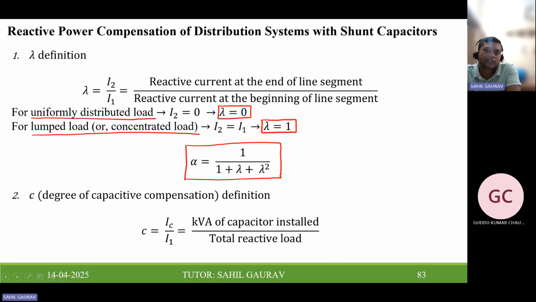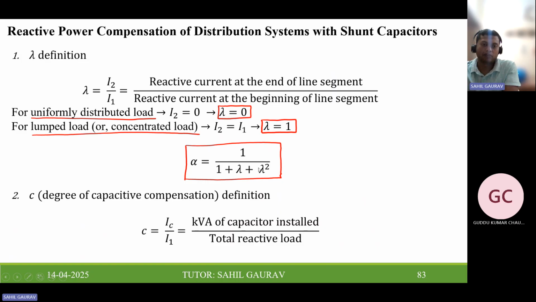Now reactive power compensation of distribution system with shunt capacitors. First we will define lambda. Lambda is defined as the reactive current at the end of line segment to the reactive current at the beginning of line segment. For uniformly distributed load, this I2 becomes 0, so lambda becomes 0. And for lumped load, I2 will be I1 because the reactive current at the end of segment or beginning of segment will be same as the load is concentrated. So lambda is equal to 1.